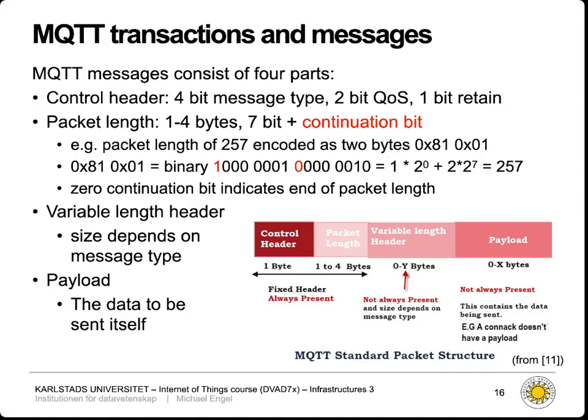Then we can have a variable length header before the payload. The size of this variable length header depends on the type of the message. The type of the message is the first 4 bits of the first byte, the control header here. So we have to encode this information in our clients so we know how long this variable length header is for each message type. And finally, of course, we have a payload, the data itself that should be sent. We can see the structure here on the lower right-hand side and the order in which everything appears.